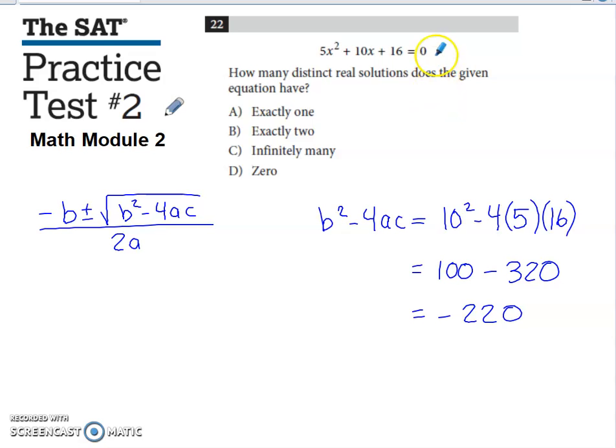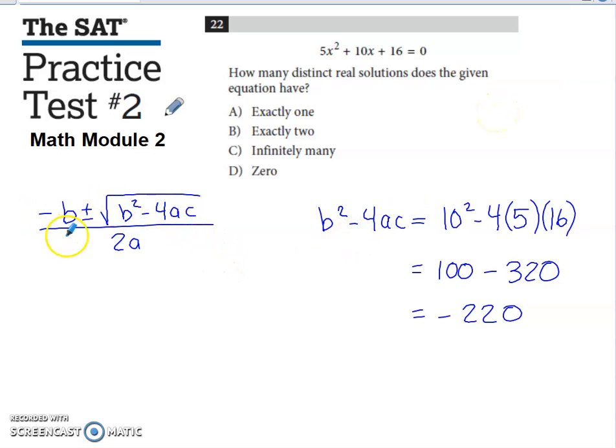Here's a quadratic equation. How many distinct real solutions does the given equation have? Exactly one, exactly two, infinitely many, or zero. So we're not necessarily asked to solve the quadratic equation. We are asked to identify how many real solutions it will have.